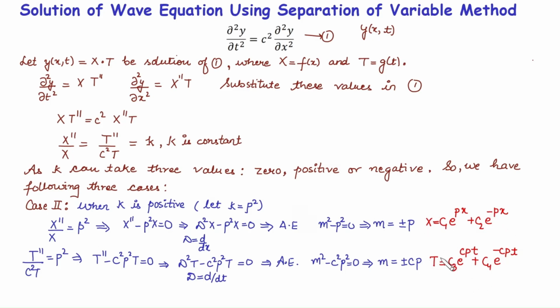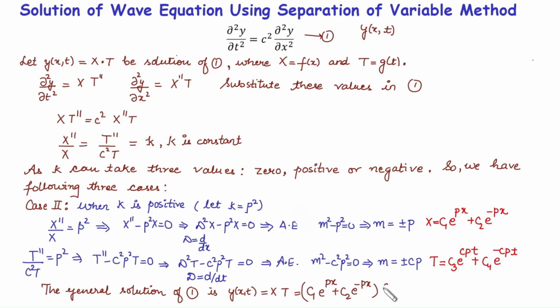We can write the general solution as the product of these, that is (c1 e raised to power px plus c2 e raised to power minus px) multiplied with (c3 e raised to power cpt plus c4 e raised to power minus cpt). So this is the general solution in the case when k is positive.